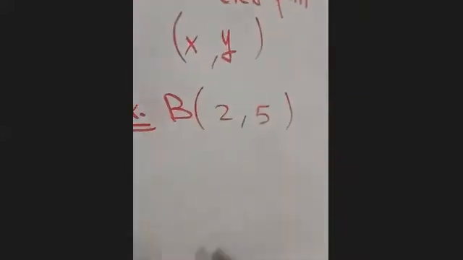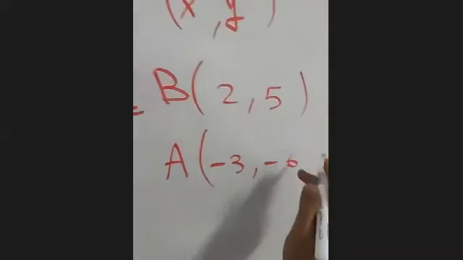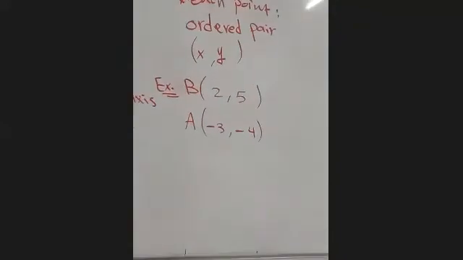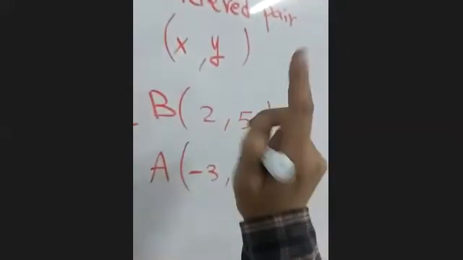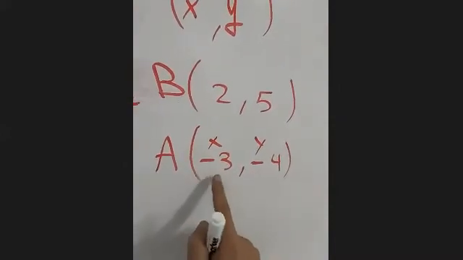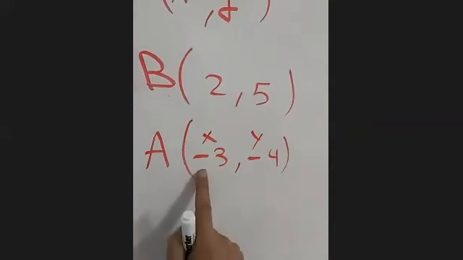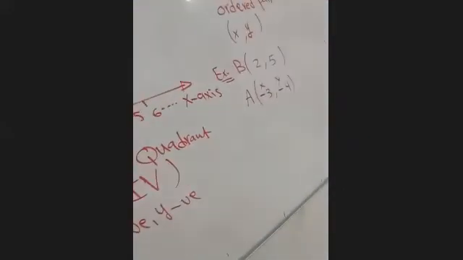For example, if I have another point, I will call it A, and it is -3 and -4. Ordered pair, -3 and -4. -3 is x, always. -4 is y. So where do we start? We are starting always from x, not from y. So I will go to the x, which is -3. Then I will go to the y, which is -4. So here I will search for x. Where is -3? This is -3. I will put my pencil here. What's y? Y is -4.